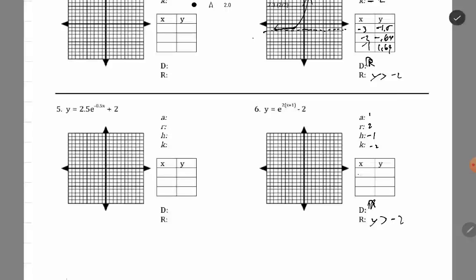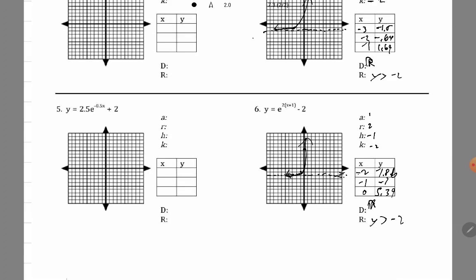For x, just use values around your h: negative 2, negative 1, 0. Negative 2 gives negative 1.86. This is plugging into the calculator. Negative 1 gives negative 1.. 5.39. So there's that. And then negative 1, negative 1. Negative 2, negative 1.86. So again, I'm making it look like it touched, but it's not supposed to touch y equals negative 2.